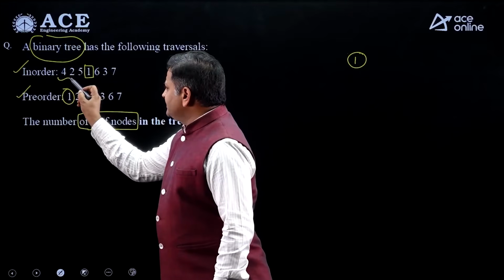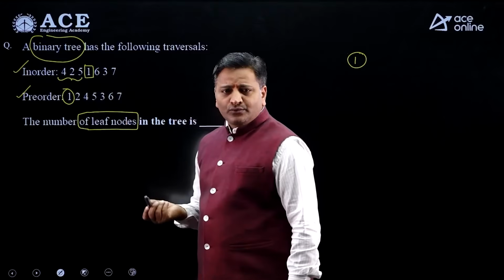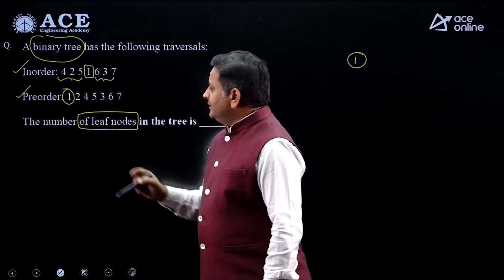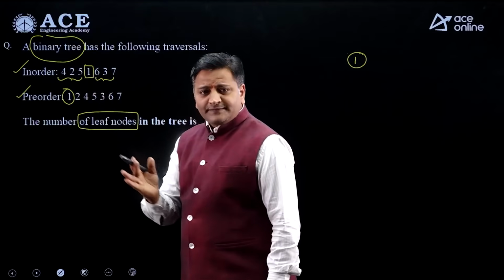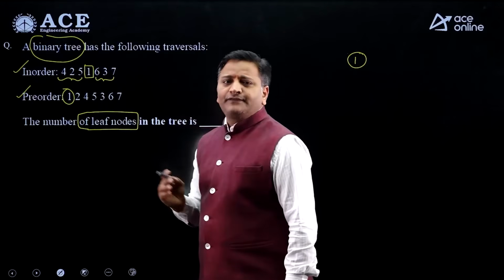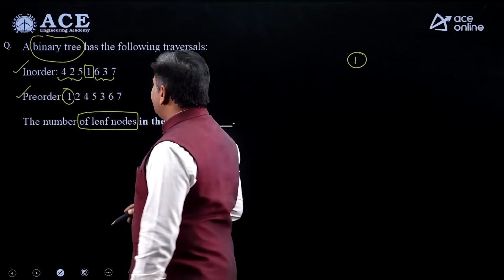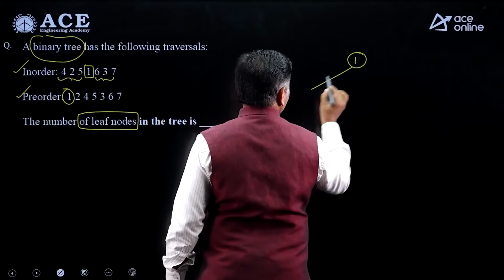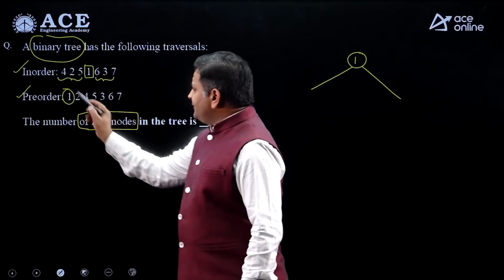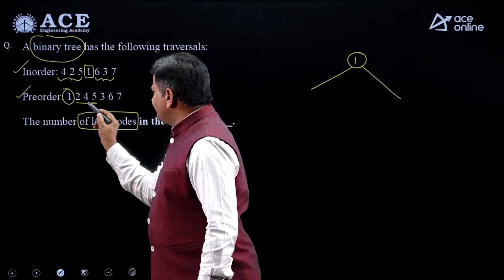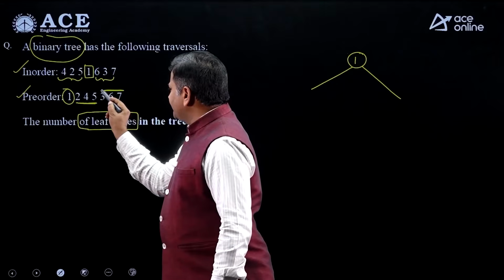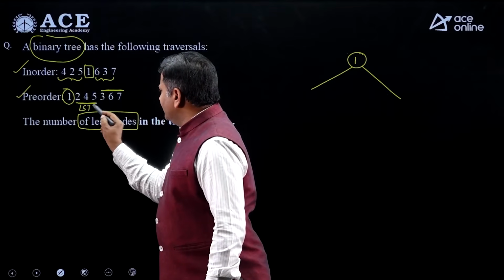Then there are some keys which are preceding root node 1 and there are some keys which are following root node 1. Keys which are preceding root node 1 come under the left subtree of 1, and keys which are following root node 1 come in the right subtree of 1. So the left subtree in-order traversal contains 4, 2, 5, and the right subtree in-order traversal contains 6, 3, 7. So it is the left subtree and it is the right subtree.